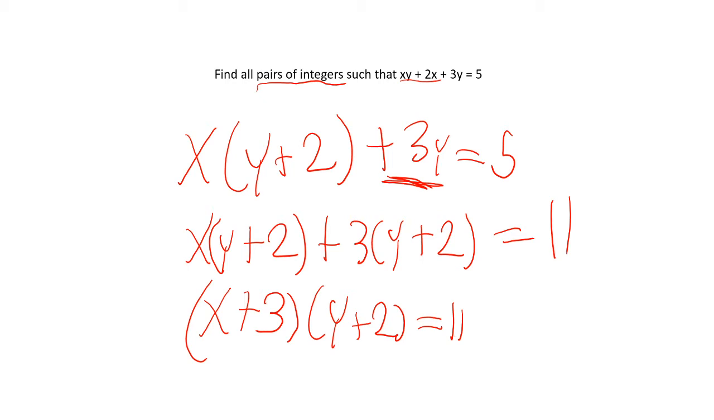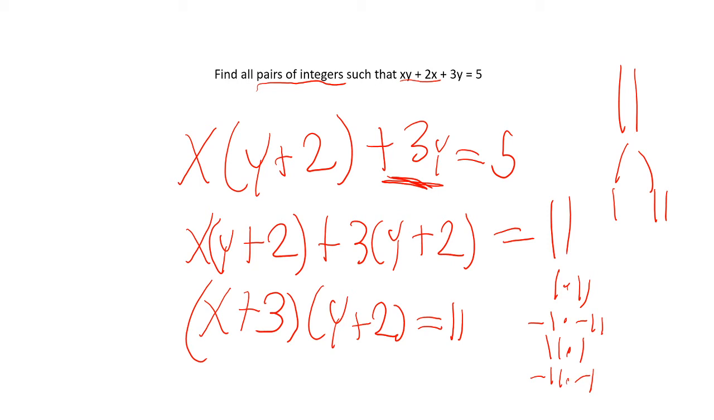Now, we're trying to find every single pair of integers such that this is equal to 11. How are we going to do that? Notice how we need to find a product of two numbers that equals 11. 11 is prime, so there's only 1 and 11. But we want all integer solutions. So we are going to have 1 times 11, negative 1 times negative 11, 11 times 1, and negative 11 times negative 1.